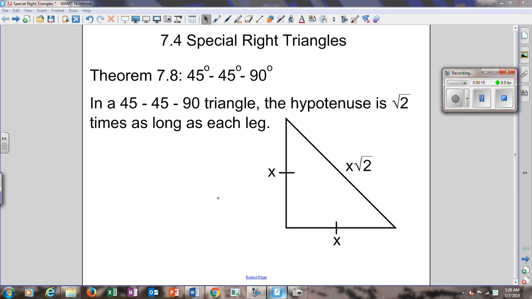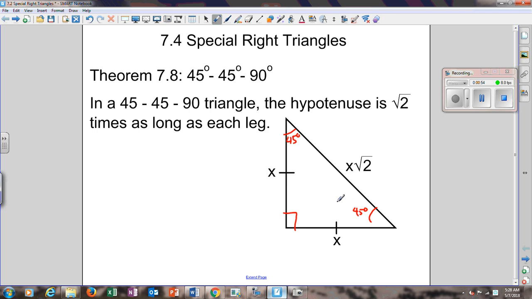The first one is a 45, 45, 90. Now the 45, 45, 90 refers to the angles of the triangle. So if you have a triangle that has a 45 degree, 45 degree, and a 90 degree angle on it, then you know this rule is true. The hypotenuse is the square root of 2 times as long as each leg. So if I have a leg here that's x and a leg here that's x, then the hypotenuse is x times the square root of 2.